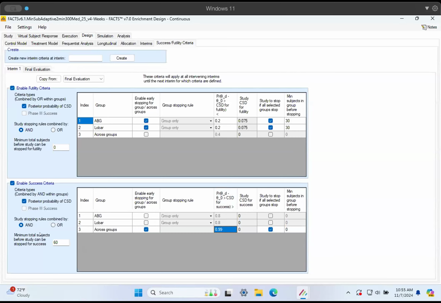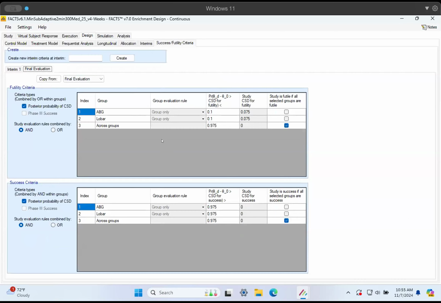So here, I think you can put this 60 in either spot. So the minimum total subjects before study can be stopped for success. That 60, I think that's the same thing. You could put it in here too. I think these do the same thing, but that's where that goes.